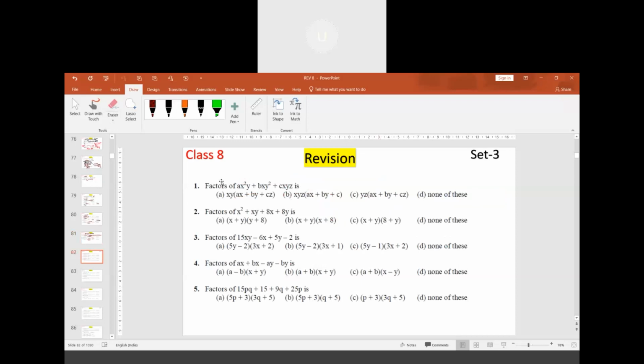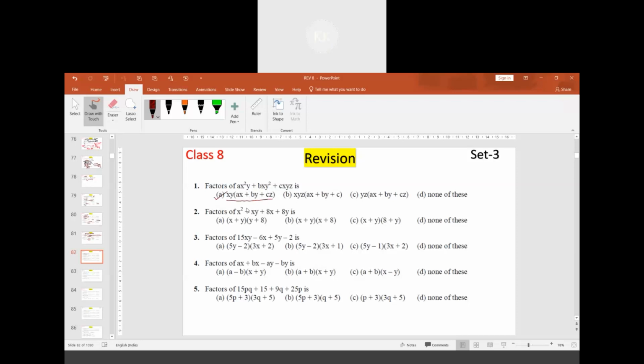Now let's take set 3. Here 3 terms are there. If you observe, in all the terms xy is common. If xy is taken out, a and x will remain, ax will remain. In this, by and cz. Option A. Correct.